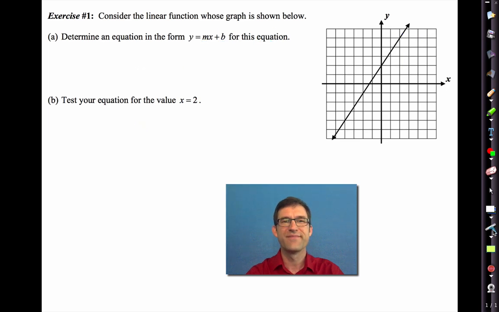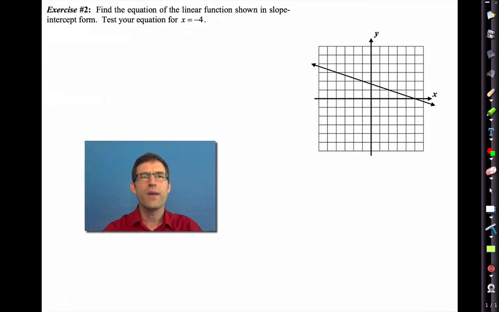Here it goes. Let's take a look at a more difficult problem. Exercise number 2 gives us this line, and it says find the equation of the linear function shown in slope-intercept form. Now it's important that you actually know the terminology. So when you see something that says slope-intercept form, the first thing you want to do is write down y equals mx plus b. And then we're going to test our equation for x equals -4. Now, pause the video now and think for a moment why this is now harder than the last problem.